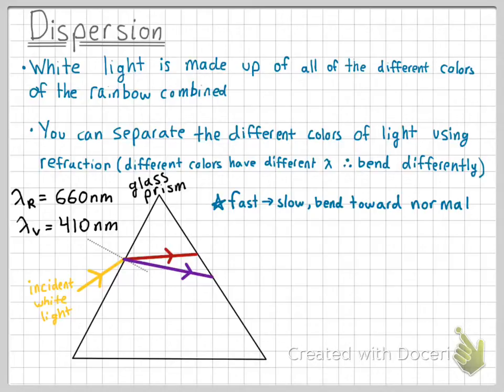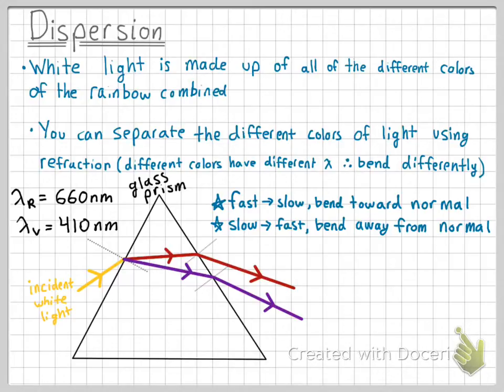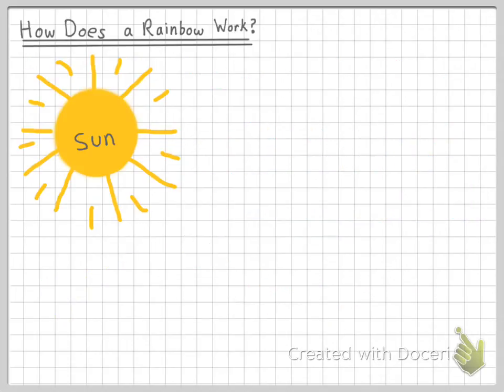Alrighty, so then the light leaves when it travels from a slow to fast medium, so we know the light bends away from the normal line. And we can see the different wavelengths or colors of the light have separated themselves. This idea of dispersion is also how we can describe how rainbows are made.